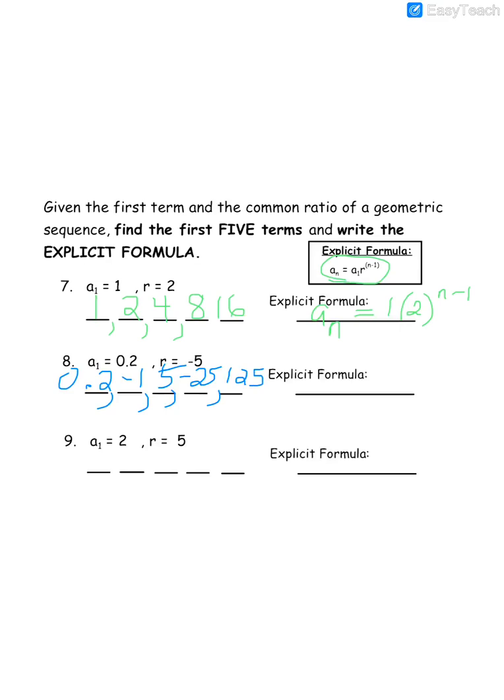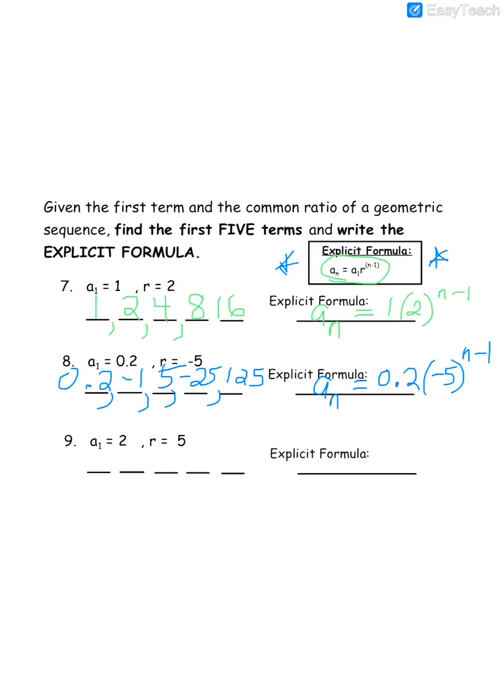If you take a look at this, it's kind of interesting. The signs alternate: positive, negative, positive, negative, positive. If that ever happens, chances are you're going to realize that the R, or the common ratio, is always going to be a negative number. All right, so let's write the explicit formula. We're going to use this formula up above here, one little star. I have A sub n equals, and the first term is 0.2. My R is -5, and I'm going to raise it to the n minus 1 power.